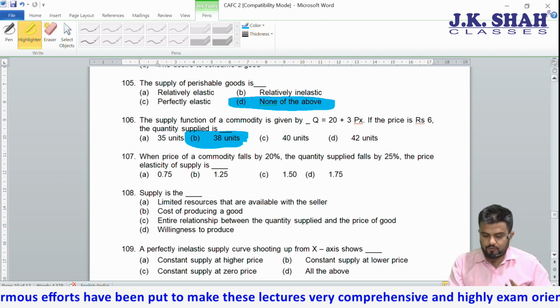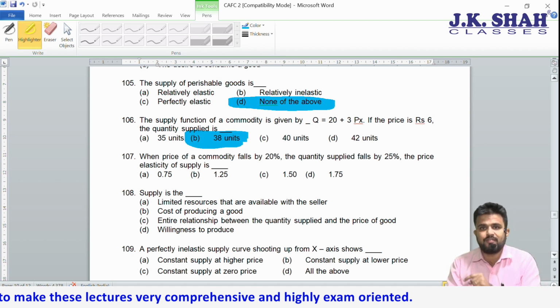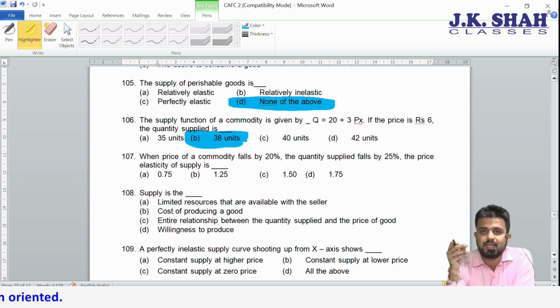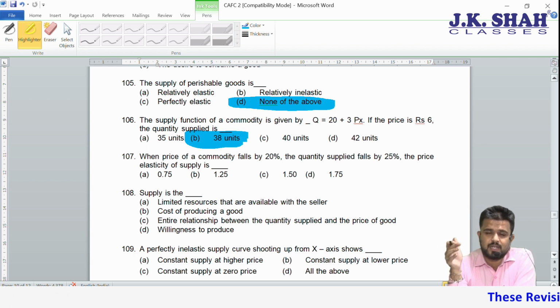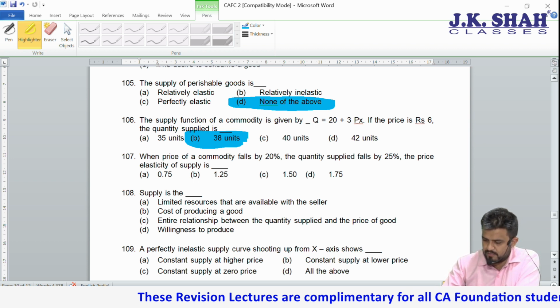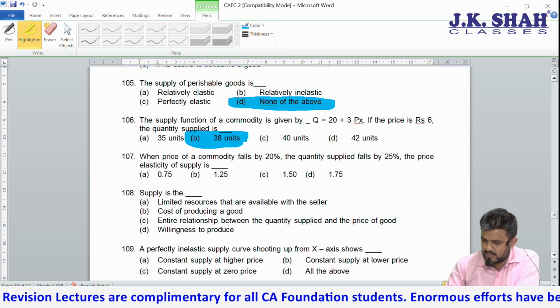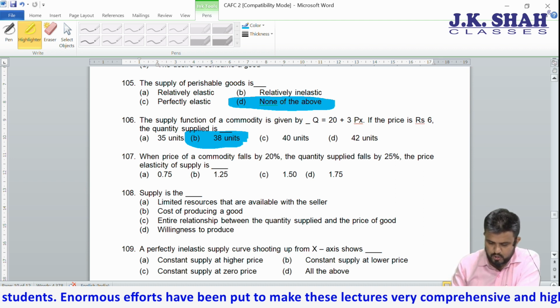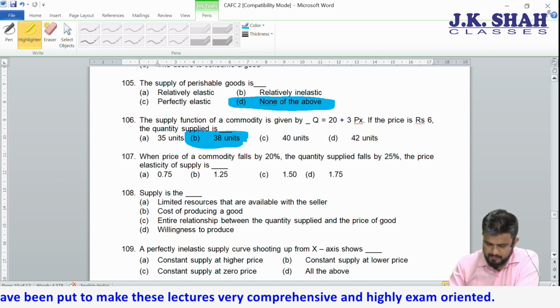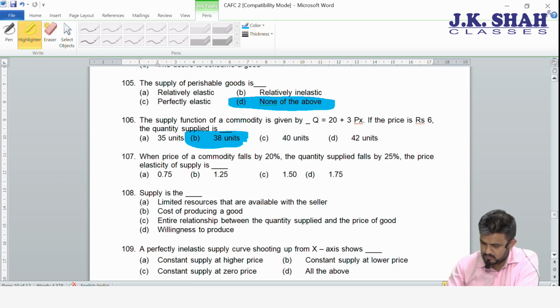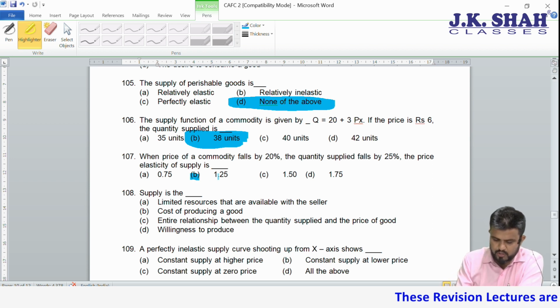107. When the price of the commodity falls by 20%, quantity supplied falls by 25%, then the price elasticity of supply is, use a simple formula, percentage change in quantity supplied upon percentage change in price. 25% divided by 20%, you get the answer. So what's the answer? Let's calculate. 25% divided by 20%, your answer is 1.25. 1.25 is the answer.